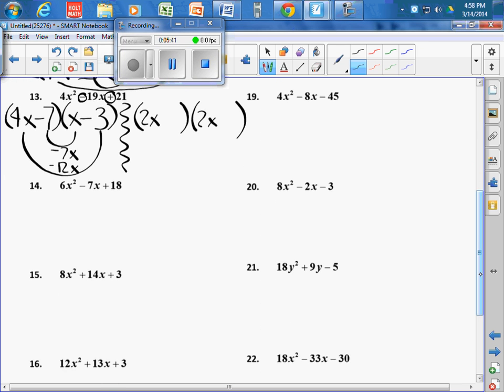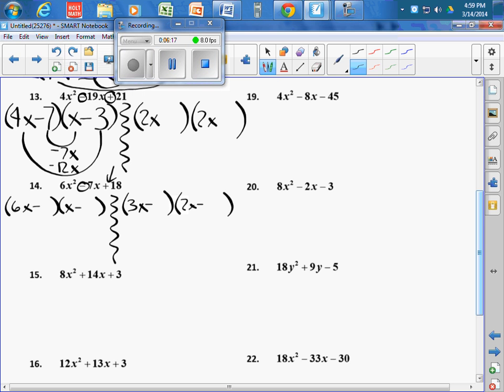Number 14, do we have a GCF? No, we do not. But we do have 6x squared. Again, the 6 not being prime, there are two different ways I could start this out. I could either do 6x times x, or I could do 3x times 2x. I don't know which way it's going to work out, but since I need both signs to be the same, and they're both going to be minuses, I'm going to either go with 6x minus and x minus, or 3x minus and 2x minus.